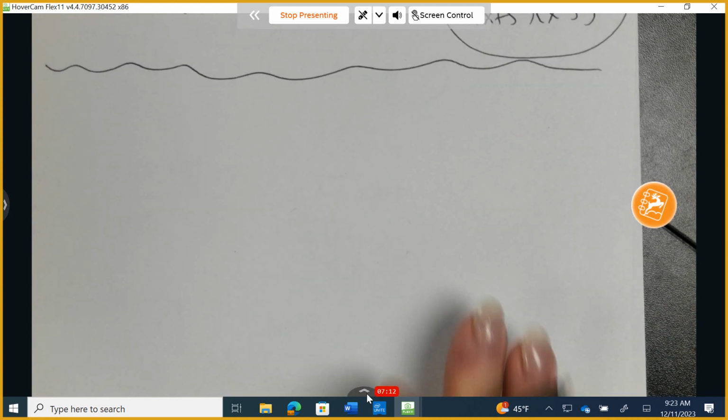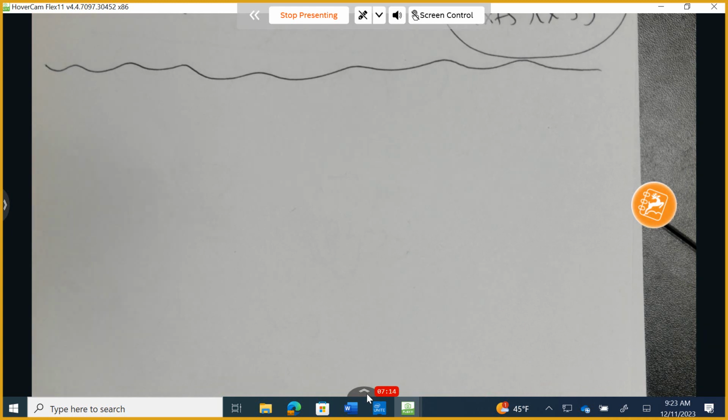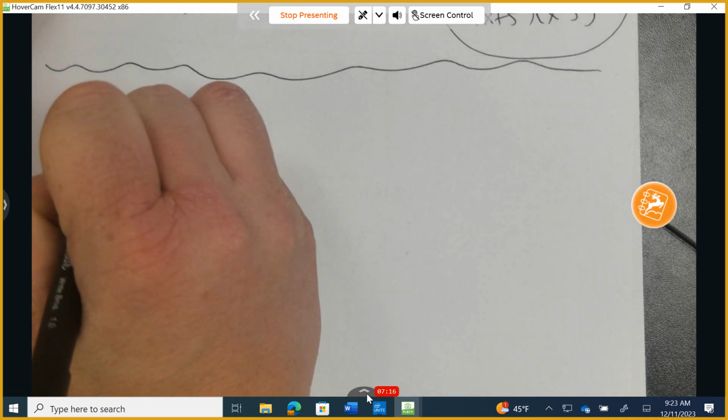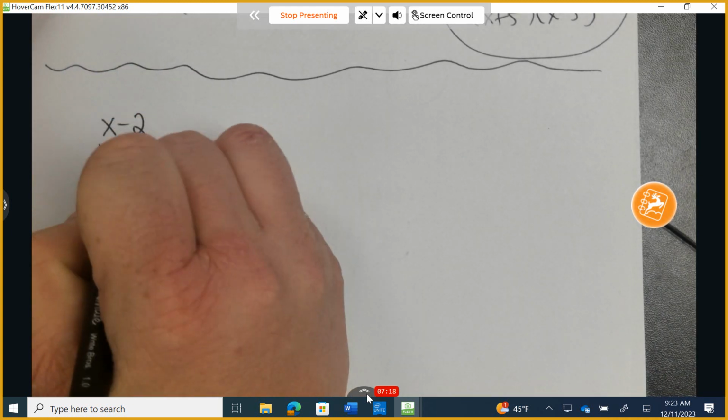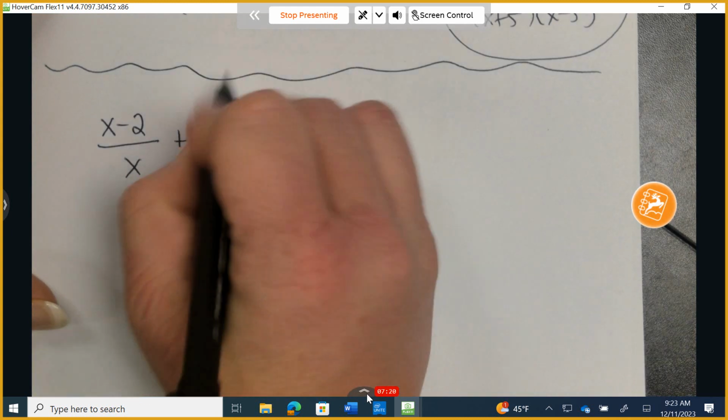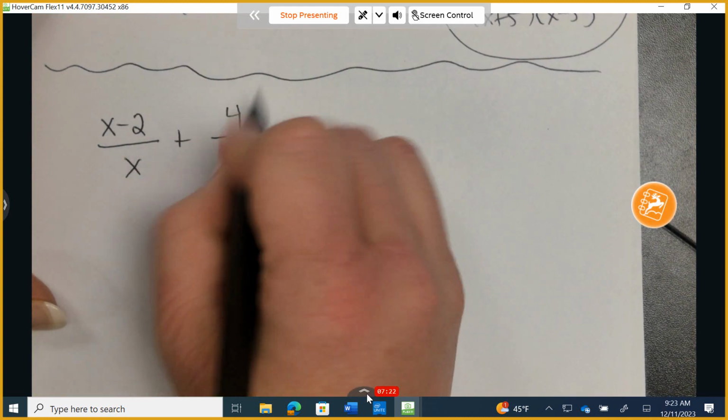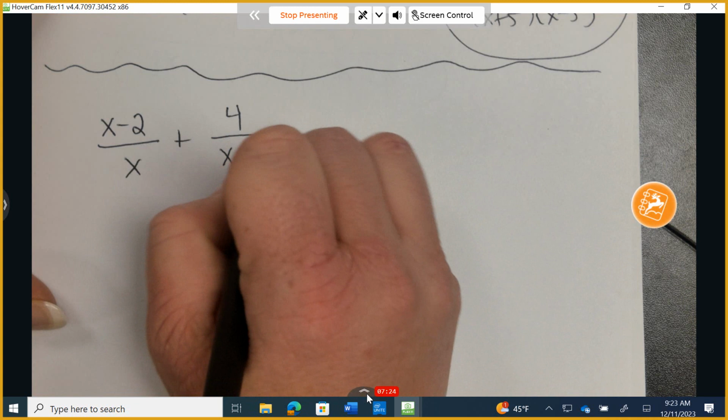So here we go. Here's our next one. Now this definitely threw off a lot of people. We're going to go x minus 2 on top, x on the bottom, plus 4 over x plus 3.